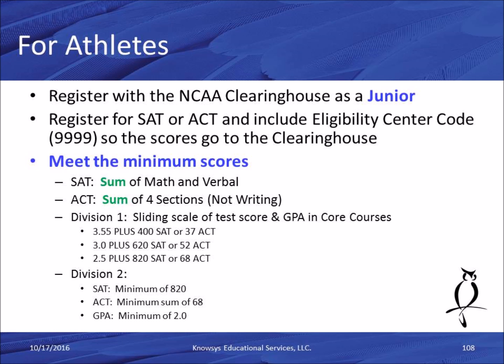In order to go in as a student athlete, right, there will be minimum SAT and ACT scores. They both are sums, so SAT is the sum of the math and the verbal, ACT is the sum of the 4 sections, so English, reading, math, and science, right? And depending on the level of the school, whether it's a Division I or a Division II school, they'll have different qualifying scores, but it's usually some combination of a sliding scale of test scores and GPA in core courses. All right, you can see some details here, but it's all available at the NCAA Clearinghouse website.